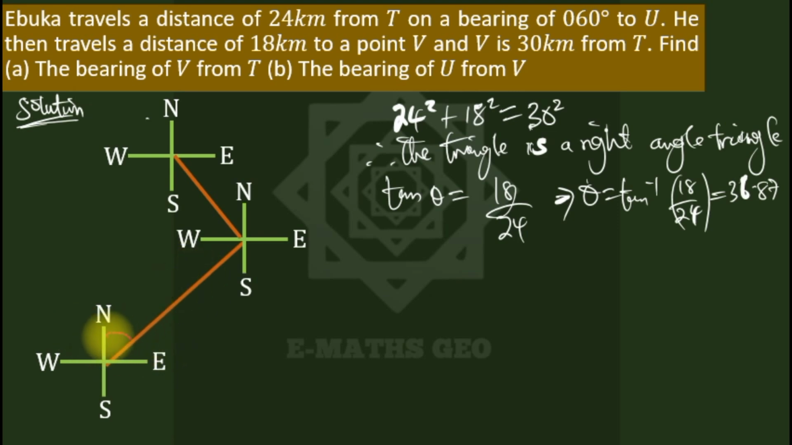So we have that this is angle 60 and this is angle 90. Let me use red. This is 60, this is angle 90, this is our 24, and this is our 18. Let's complete the diagram by joining, so this is from T to V.